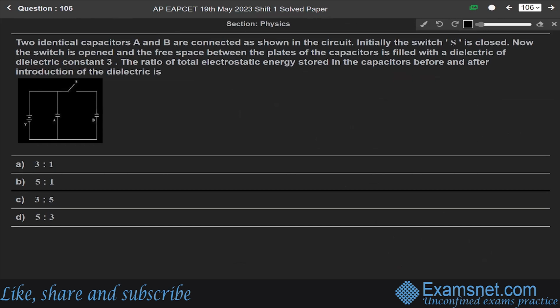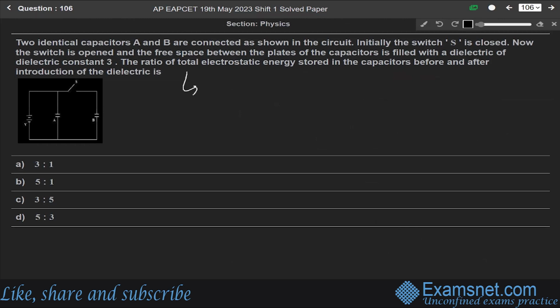Two identical capacitors A and B are connected as shown in the circuit. Initially, the switch S is closed. Now the switch is opened and the free space between the plates of the capacitors is filled with a dielectric of dielectric constant 3. The ratio of the total electrostatic energy stored in the capacitors before and after introduction of the dielectric is, okay.